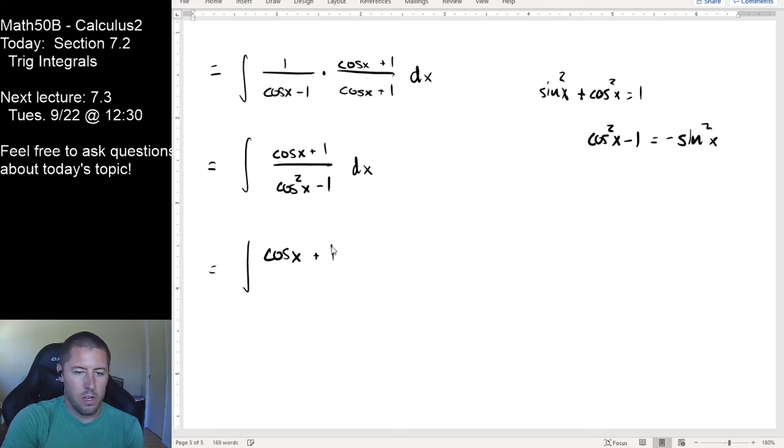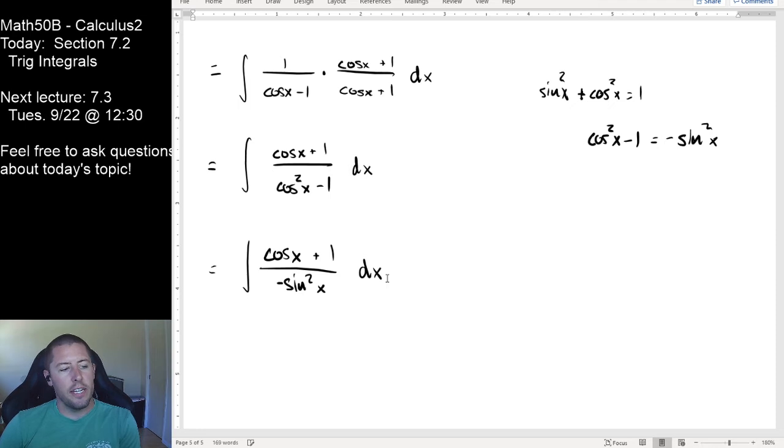Cosine of x plus 1 is just our numerator. In the denominator, we now have a negative sine squared of x dx. The reason why this is starting to look promising to me is because I could make some choice like u equals sine of x. Then I would be getting something like du equals cos x dx, and I sort of have that here. But this plus 1 is now my current least favorite part of this problem.